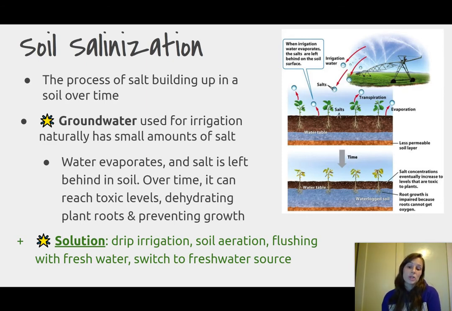Or you can switch your freshwater source. So if you get it from a lake or a river or a stream, that's not going to have the salt that naturally groundwater has in it. And so that's going to be better for soil salinization prevention.